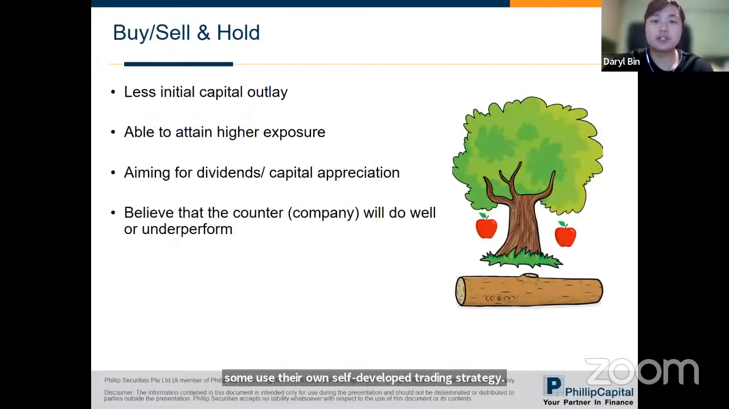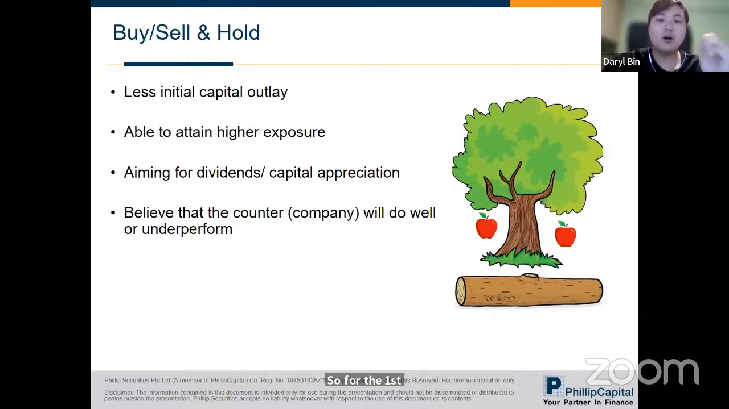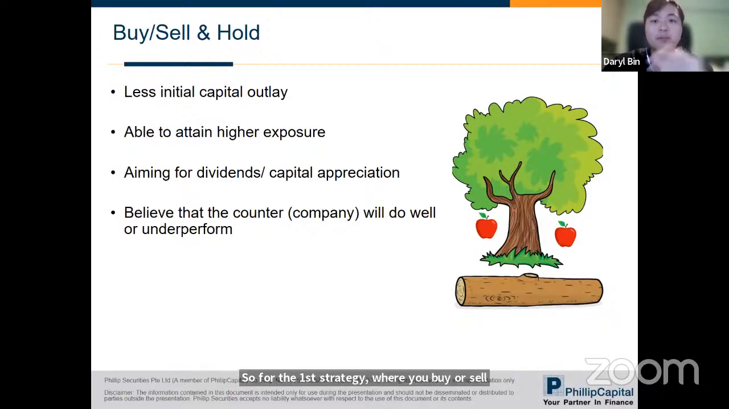So for the first strategy, where you buy or sell and hold, the reason is the cost. It costs less capital outlay and we will be able to attain a higher exposure, or rather a more diversified portfolio. Or if we plan to get dividends, then we can hold the particular stock. For us to buy and hold is because we believe that the counter will do well. For us to sell and hold is also because we believe that the counter will underperform.